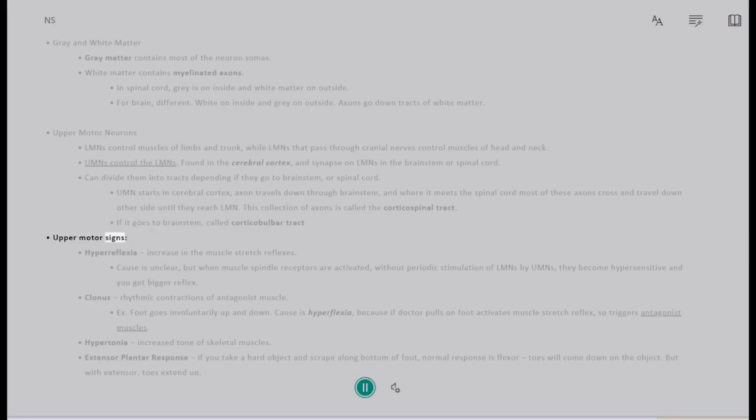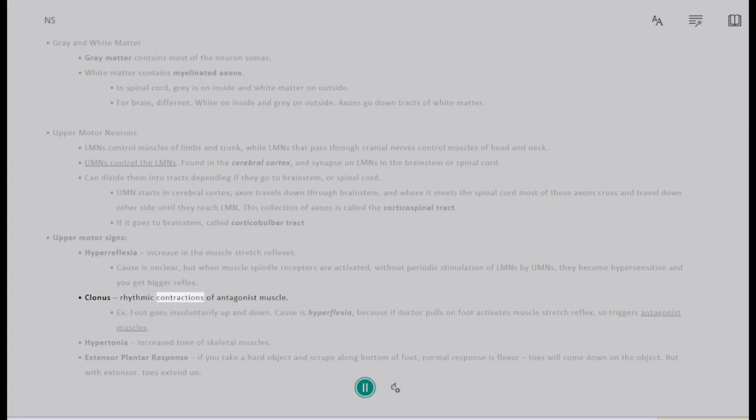Upper motor neuron signs. Hyperreflexia, an increase in the muscle stretch reflexes. The cause is unclear, but when muscle spindle receptors are activated without periodic stimulation of LMNs by UMNs, they become hypersensitive and you get a bigger reflex.